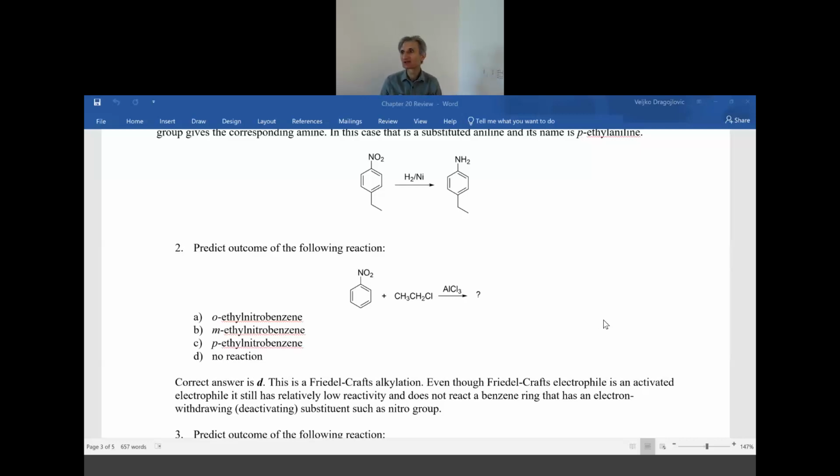The reason for it is that Friedel-Crafts alkylation doesn't work that well. The electrophile is not a very strong electrophile. Even though it's an activated electrophile, it is not very strong, and the benzene ring is not a very strong nucleophile, particularly when it's deactivated by such a strongly deactivating substituent as nitro group. So in this case, there will be no reaction. Be careful about that. Friedel-Crafts reactions don't work very well. That means alkylation and acylation don't work very well on benzene rings with deactivating, electron withdrawing substituents.